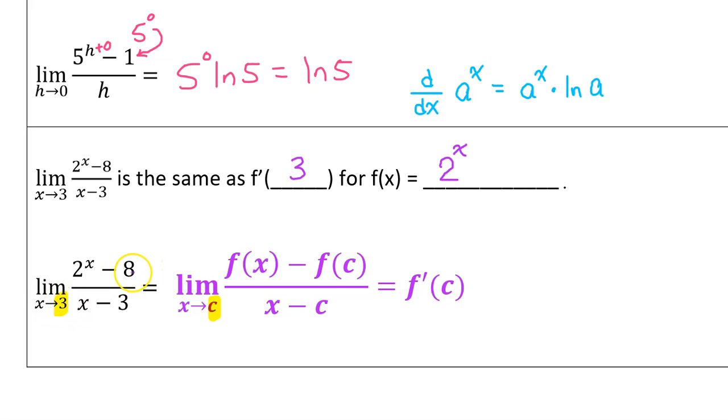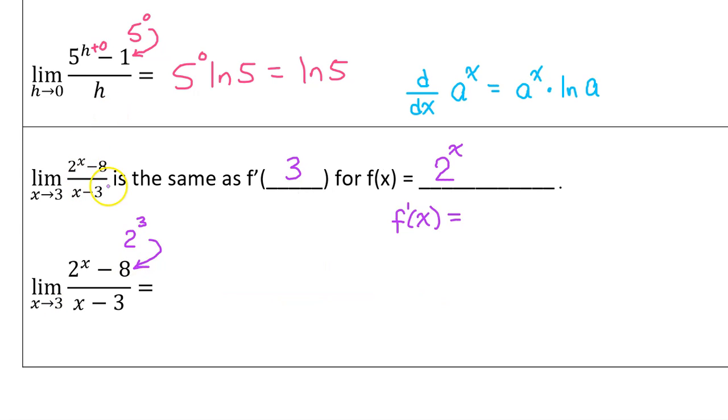If you're wondering where the 8 is coming from when you're expecting to see f at c, remember that f is 2 to the x power and c is 3. So f at c is 2 to the 3 power, and that's 8. We can evaluate this limit by evaluating f prime at 3, where f is 2 to the x power.